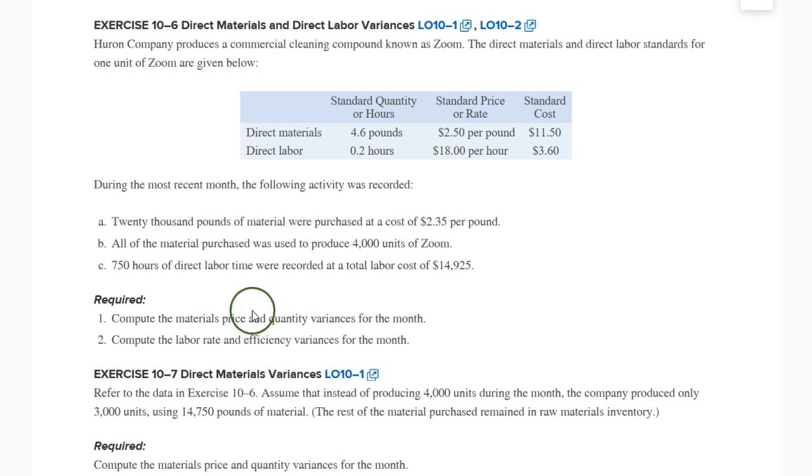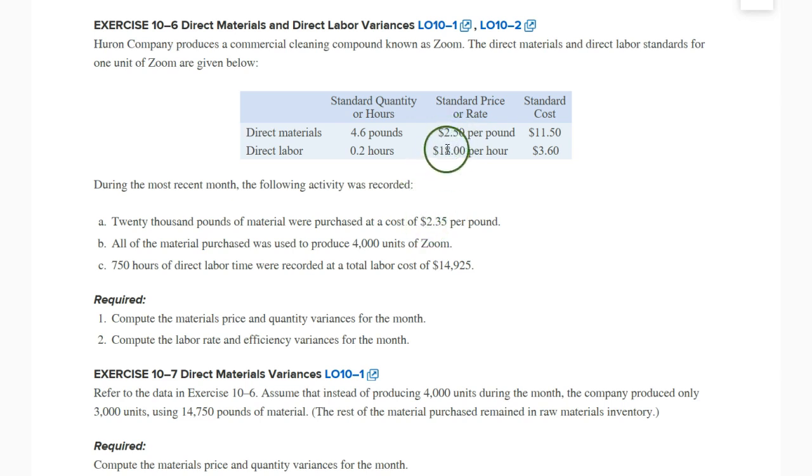Now for the price variance, we have to look at the number of pounds of material purchased. Whatever the units are of the materials, it could be pounds, ounces, square feet or whatever. Here we have pounds. So we purchased 20,000 pounds of material, and it cost $2.35 per pound. Now this is the actual cost. The standard calls for us to pay $2.50.